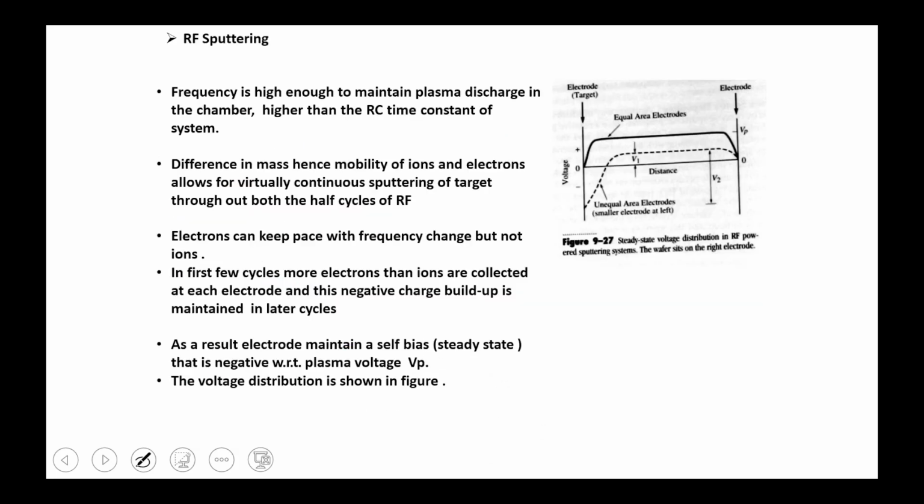This frequency is high enough to maintain the plasma discharge in the chamber, higher than the RC time constant of the system. So the frequency should be greater than the RC time constant of the system. We have to calculate the resistance and capacitance of the system and device, and the frequency should be greater than that only. Then the atoms will move faster.